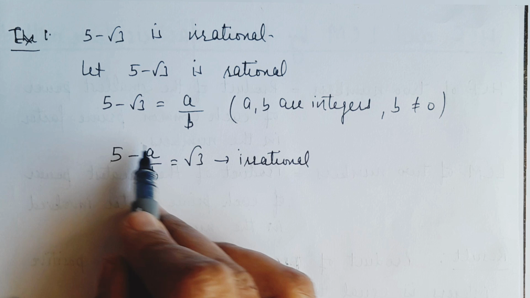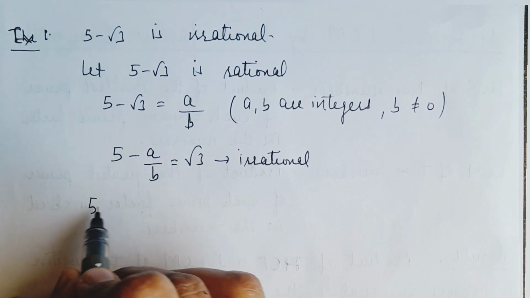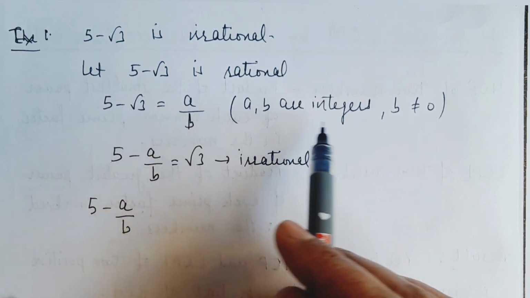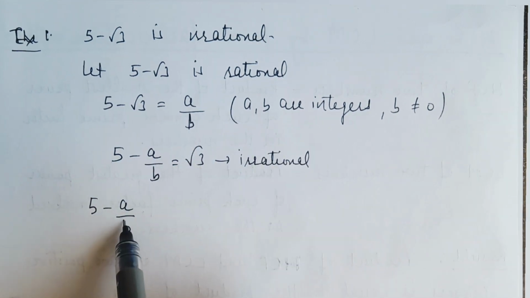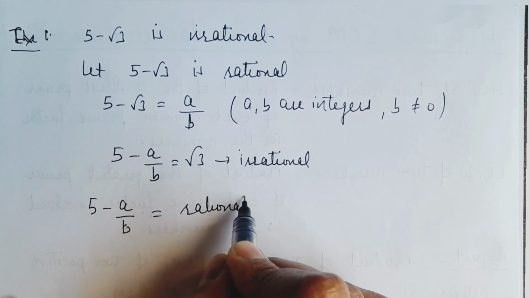Now we need to prove this. We will find out this number's behavior: 5 minus a by b. Now a by b is a rational number; a by b we have taken as rational here. So if we subtract a rational number from 5, that will again be a rational number.